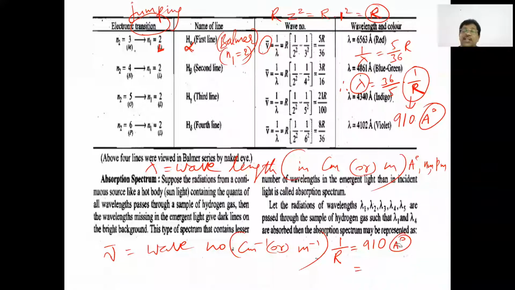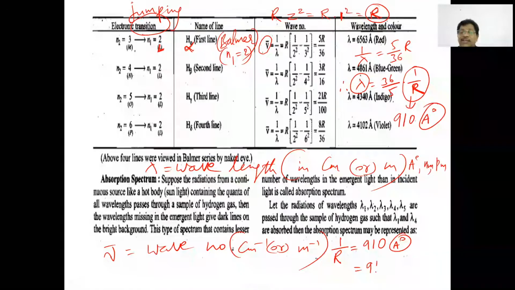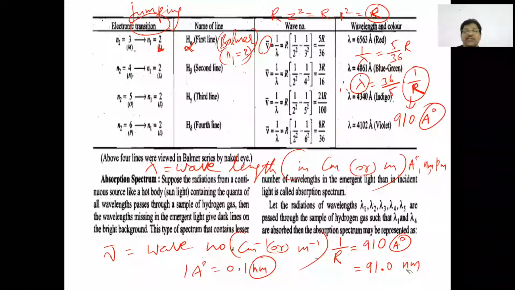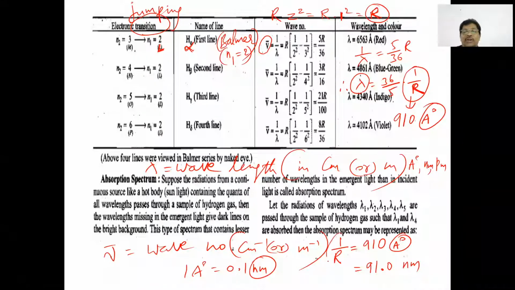If options are given in nanometers, then we take 91.0 nanometers. Why? 1 nanometer is equal to 10 angstroms. Otherwise, 1 angstrom is equal to 0.1 nanometers. That's why in place of angstrom we have taken 0.1 nanometer. So 0.1 into 910, 91 nanometers we have taken. So remember the 1 by R value as 910 angstroms or 91 nanometers.